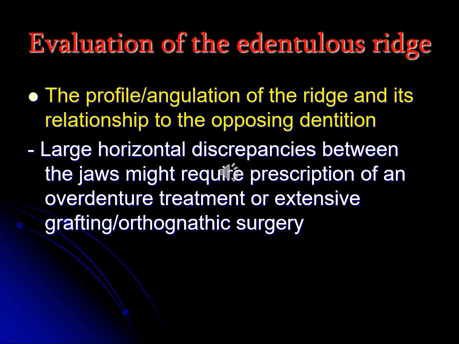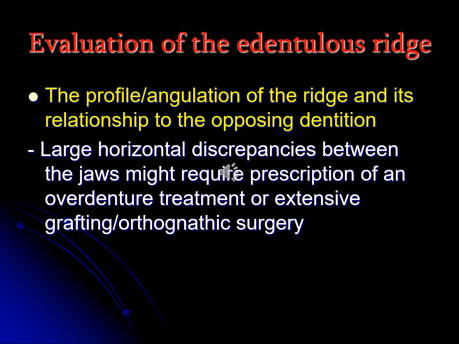the relationship class 1. That is, if we have class 2, we should make extensive graft in the mandible. If we have class 3, we should make extensive graft in the maxilla before implant placement. Or we can be realistic. The third option after grafting and orthodontic surgery, to be realistic, is the overdenture solution.